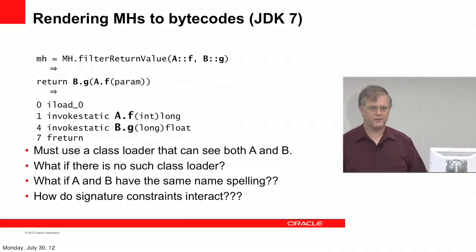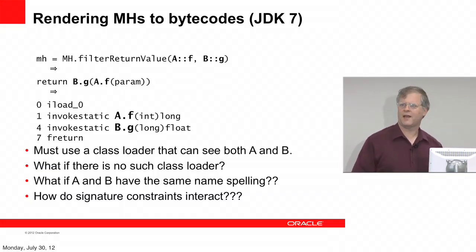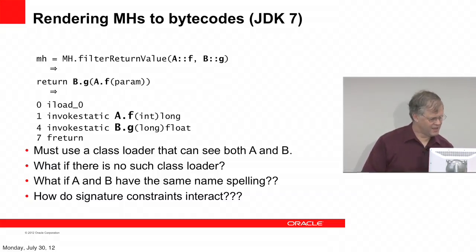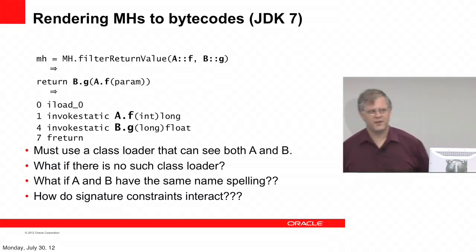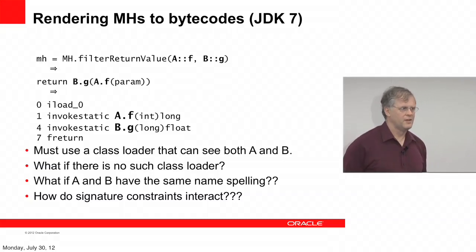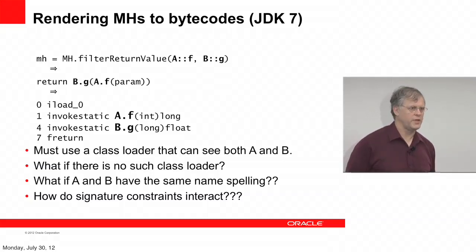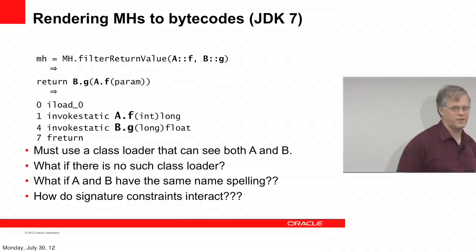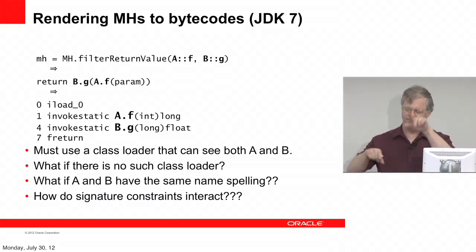Hey, what happens if A and B are spelled the same? Could happen. Has it happened? Anybody? I'll bet it has. And also, there's this funny thing called signature constraints, which nobody understands, which involves additional type crosstalk between types that are mentioned within methods that are called from the same bytecode in signatures. The sum of this is that you have no class def found errors throwing out at you at unpredictable moments.